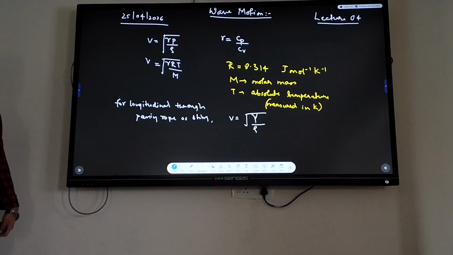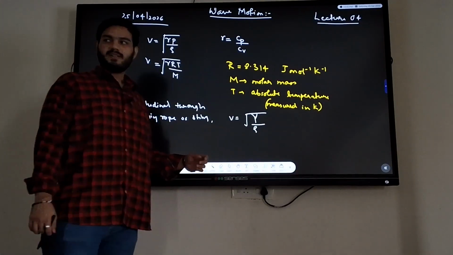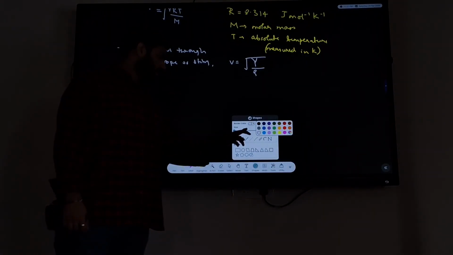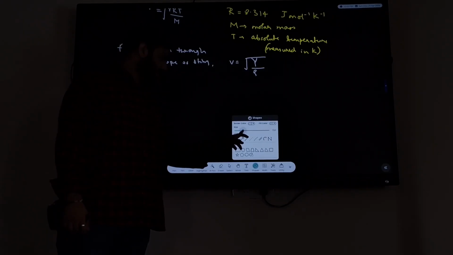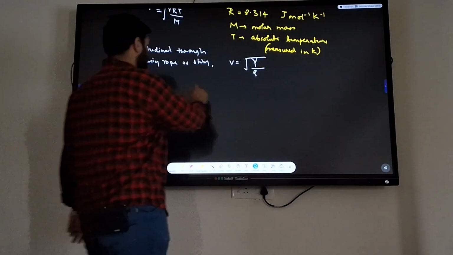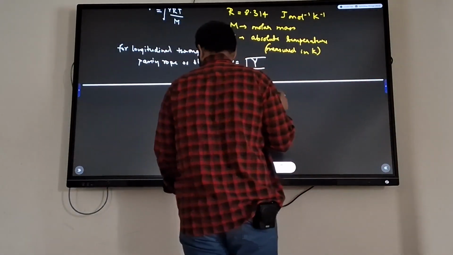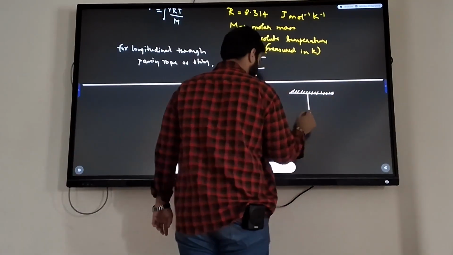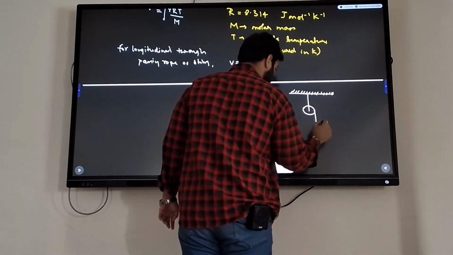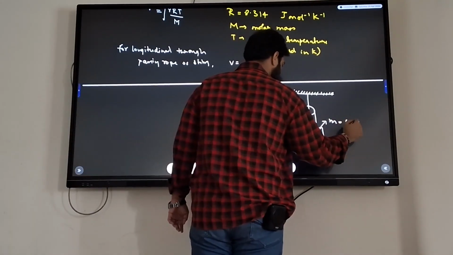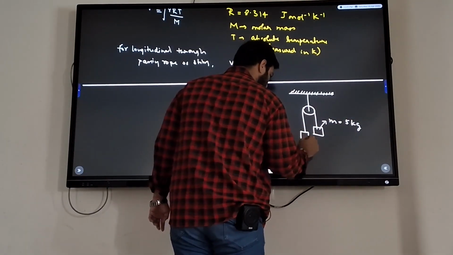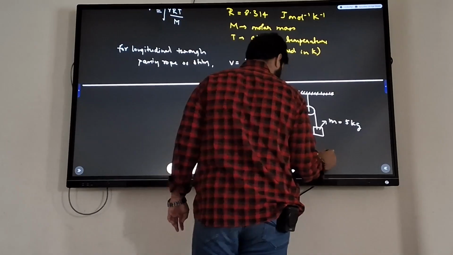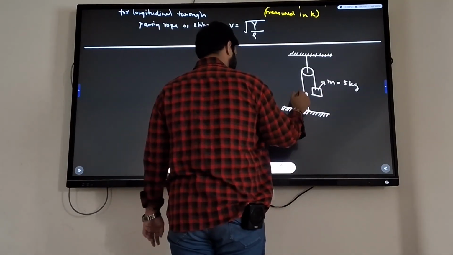And then I gave one question. Anybody attempted that question? So I'm just directly starting with the question. The setup was something like this: there is a support here, a pulley, mass M, that was something like 5 kg I think. And then there is a thing, and then this was A.